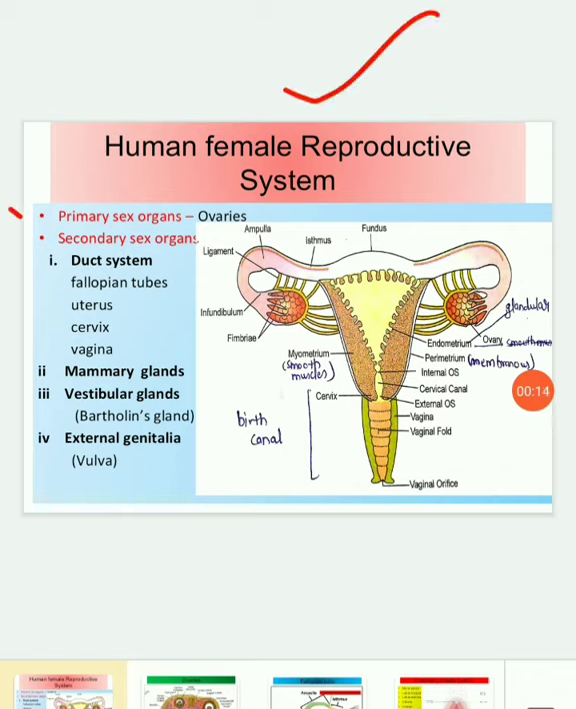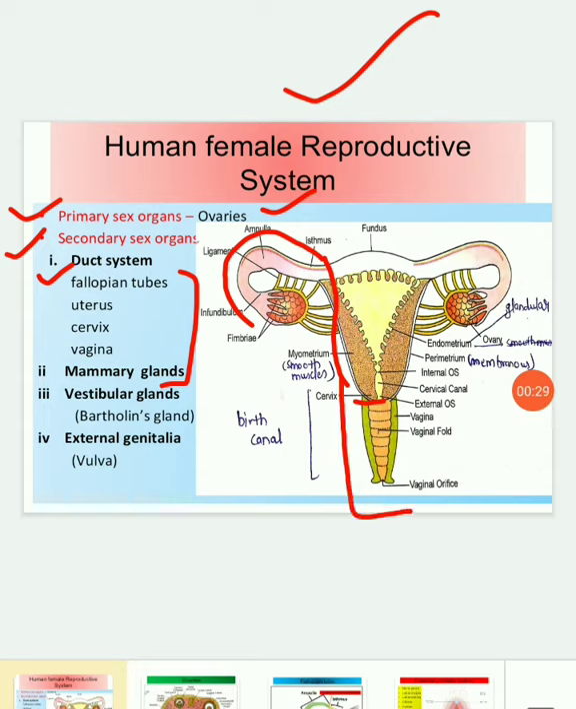In the female also, the primary sex organs are the ovaries, and the secondary sex organs, first, the duct system. The duct system includes the fallopian tube, then uterus, then cervix, and the last one is the vagina. So starting from the fallopian tube till the vagina, it comes under the duct system. Then next are the mammary glands and the vestibular glands, which are also known as Bartholin glands. In competitive exams this kind of question comes. Now the last one is the external genitalia, which is the vulva.